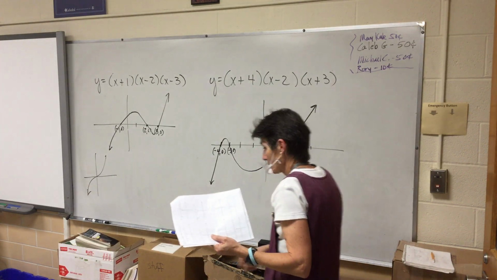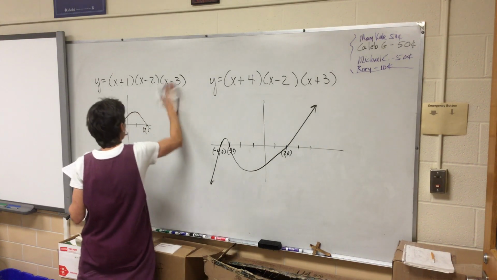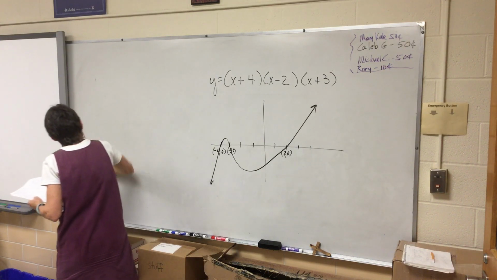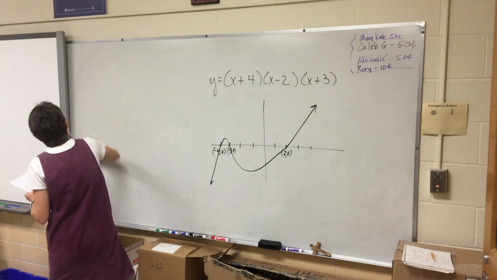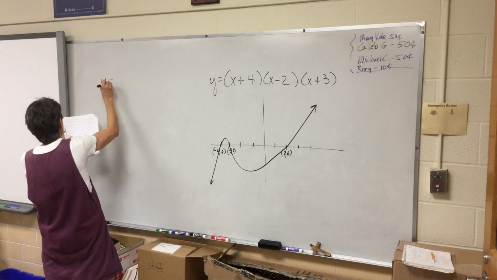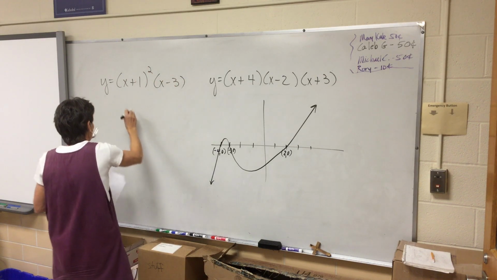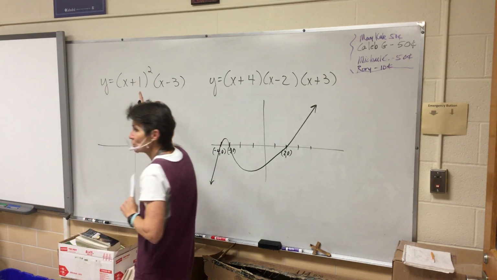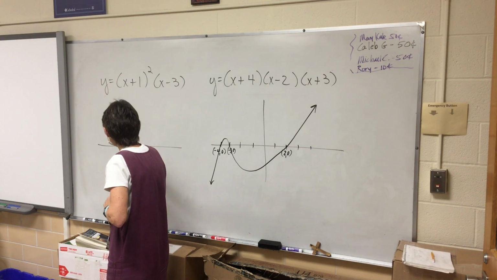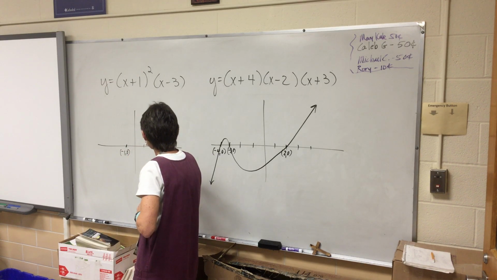Now, the next one has a little bit of a kink in it. What is different about this next one? There's a squared factor. Okay, so let's talk about how that changes things. Well, first of all, there's only 2 parentheses. So there's only going to be 2 dots. I'm going to have a dot at -1 and a dot at 3.